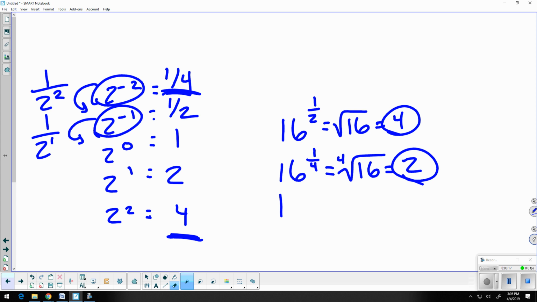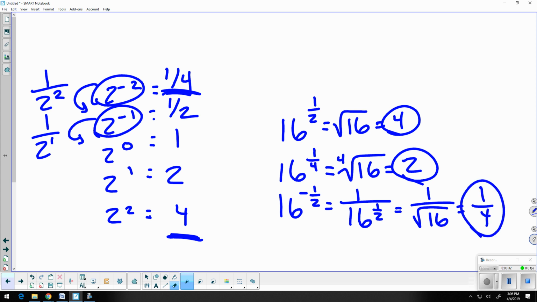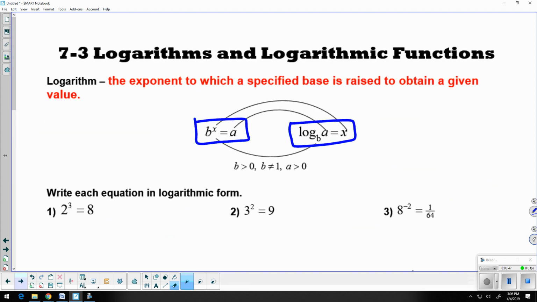But what if I did like 16, let's say, to the negative 1/2? Well, again, it's a negative exponent, so we got to make it positive. So it's 1 over 16 to the positive 1/2, which is 1 over the square root of 16, which would ultimately just be 1/4. Okay, so I just want to refresh this with you. Make sure you know your exponents, negative exponents, positive, rational. All right, anything to the 0 power. You should definitely know all these rules by now. So moving forward with today, our new lesson.